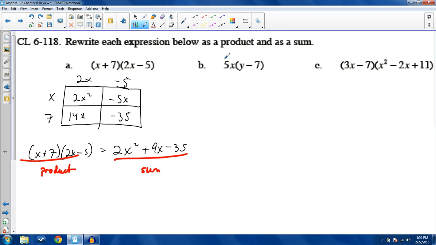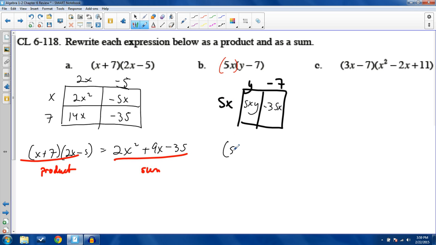Part B, same idea. Now this product is written right there. This times that. So 5x, it's not 5 plus x, it is 5 times x. 5x times, oh, that's a y, times y minus 7. 5x times y is 5xy. 5x times negative 7 is negative 35x. So 5x times y minus 7, that's your product, equals 5xy minus 35x, that's your sum. Not much you can do outside of that. That's it.